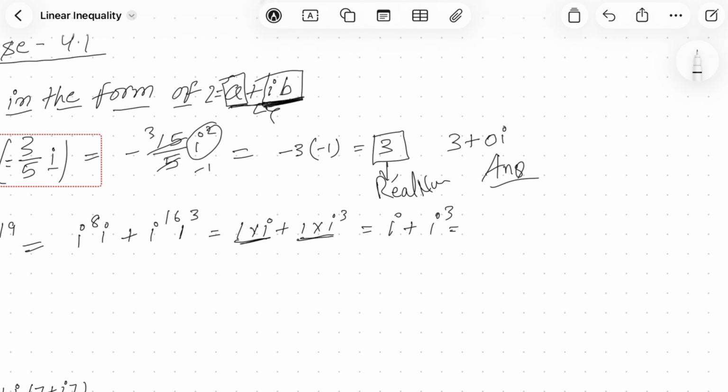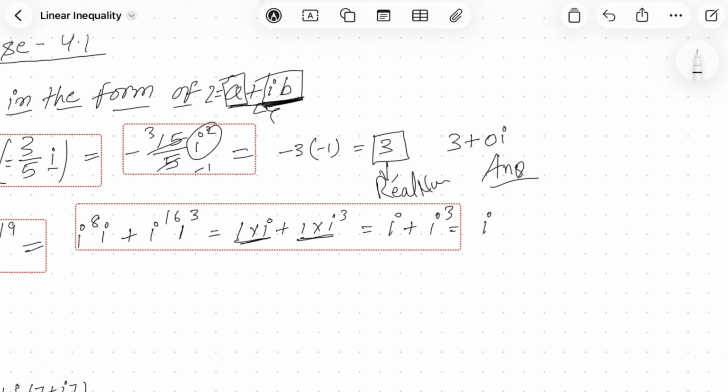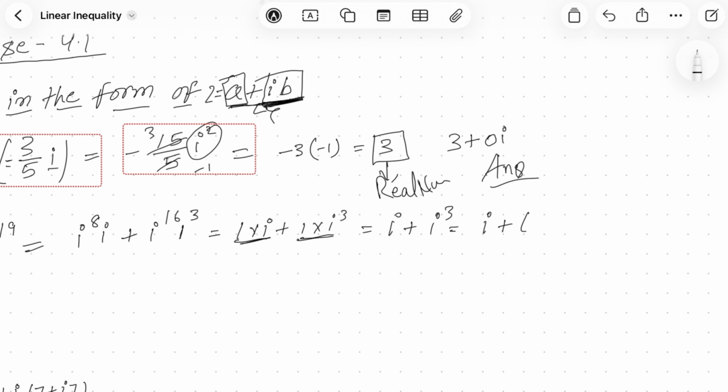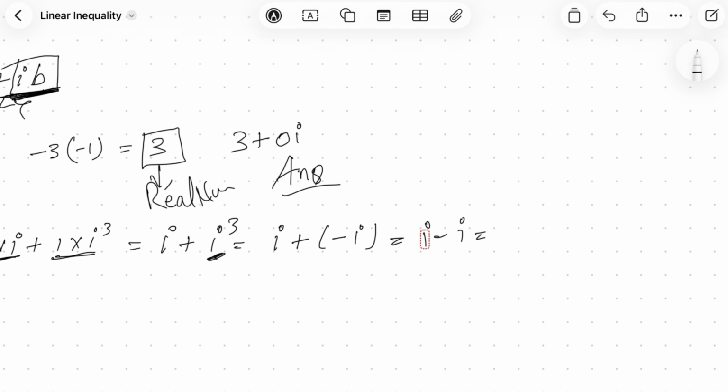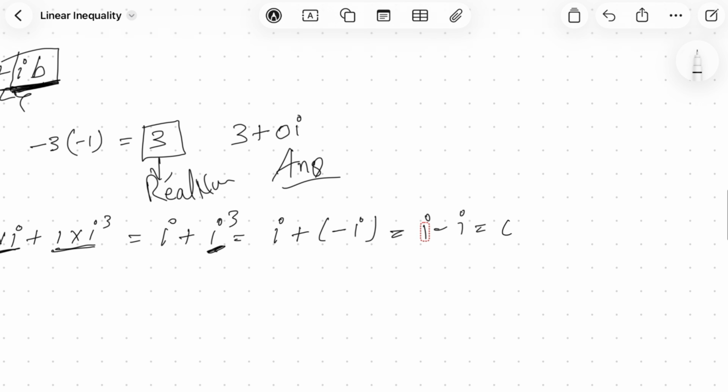Now here i will be as it is, plus i to power 3, and the value of i to power 3 is minus i. So you see, here i plus minus i, it will cancel and become 0. So we have a real part 0, plus the imaginary part is also 0. So this is the answer.